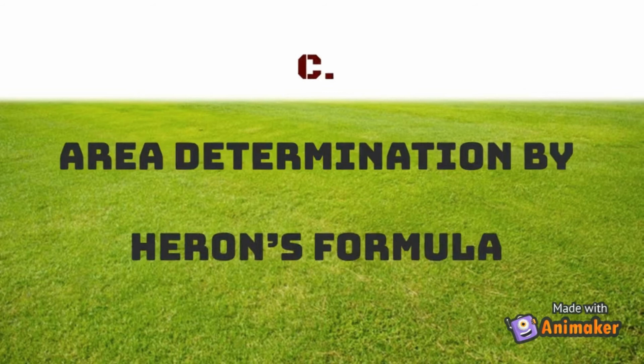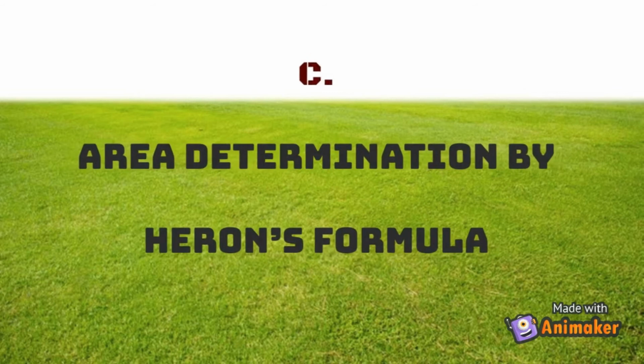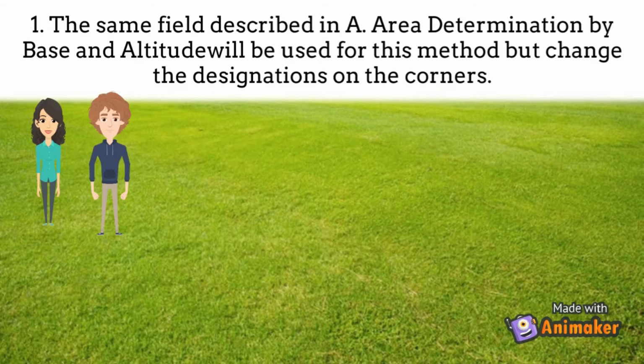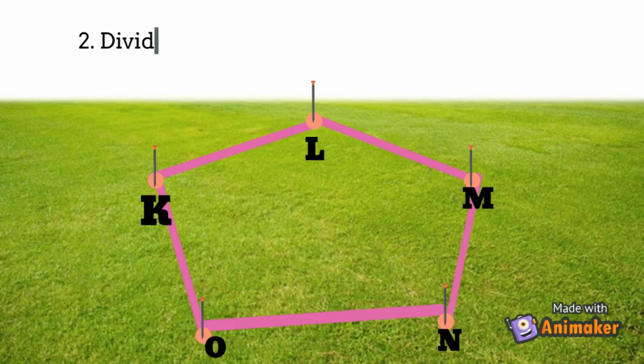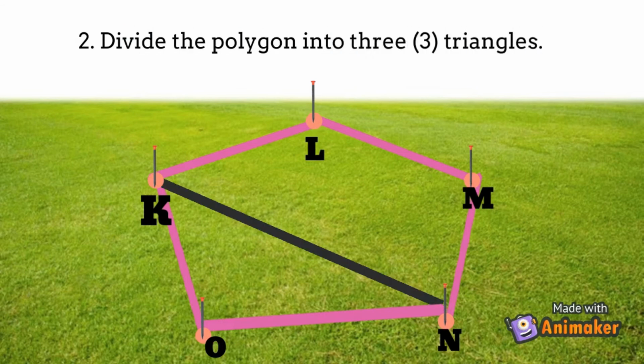We can now proceed to part C. Area determination by Heron's formula. First, the same field described in part A, area determination by base and altitude, will be used for this method but change the designations on the corners. Example, use K, L, M, N, and O instead of A, B, C, D, and E, and F, G, H, I, and J. Next, divide the polygon into 3 triangles.